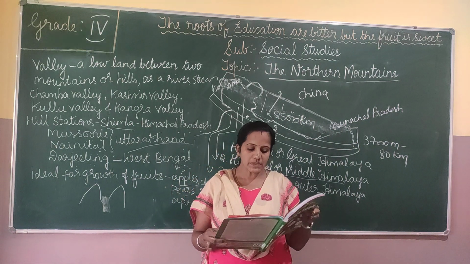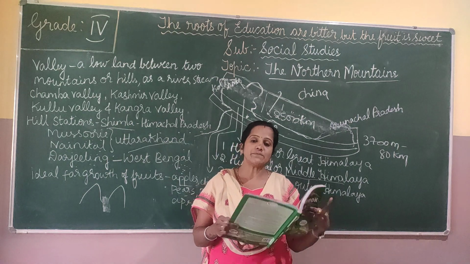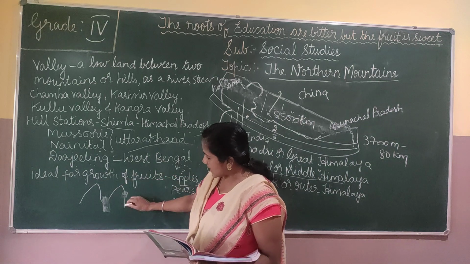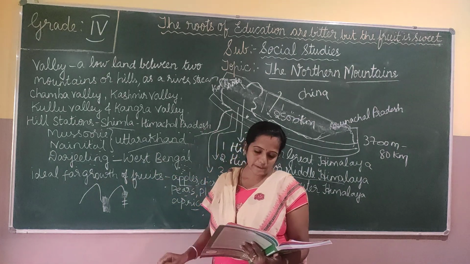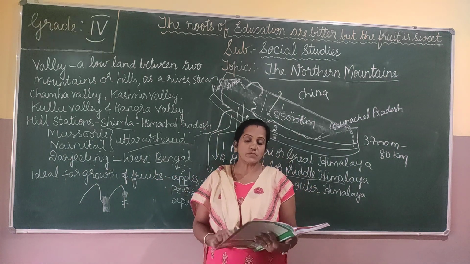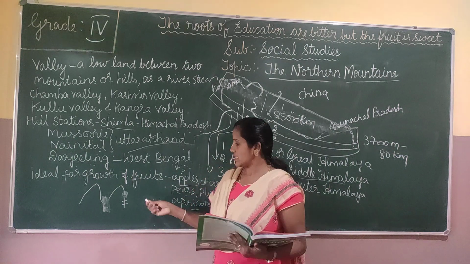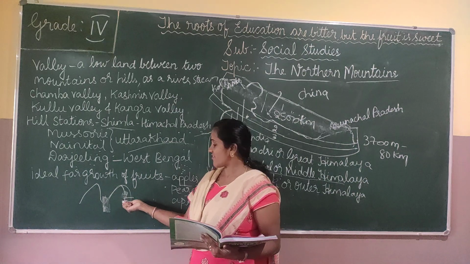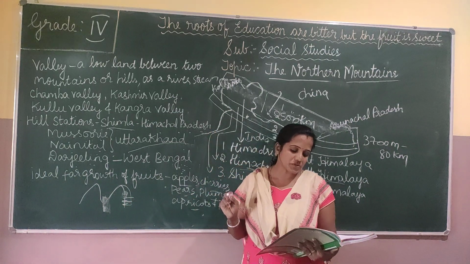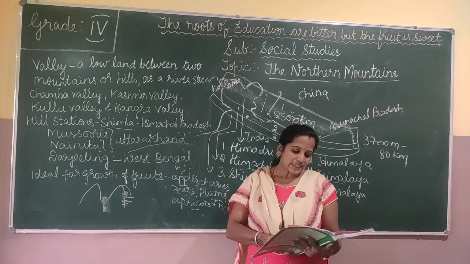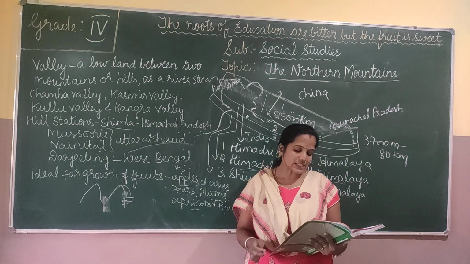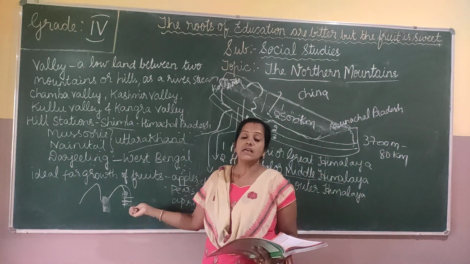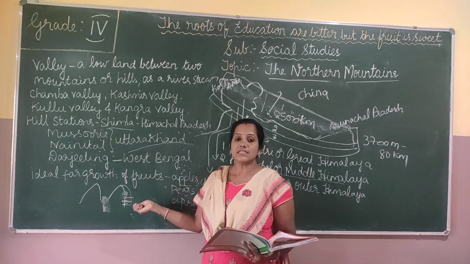The farmers cut flat steps in mountain slopes to grow crops. This type of farming is called terrace or step farming.